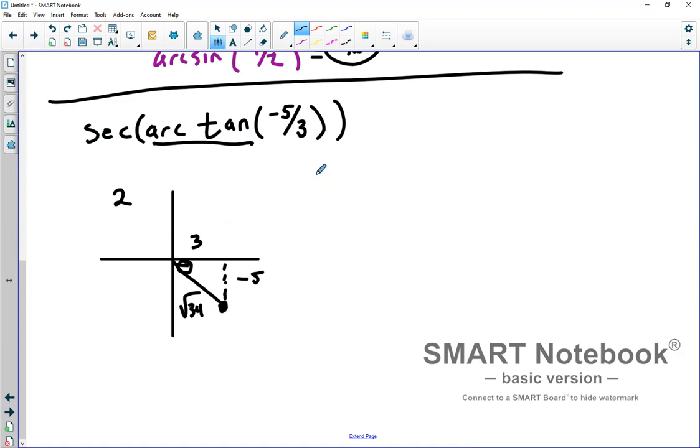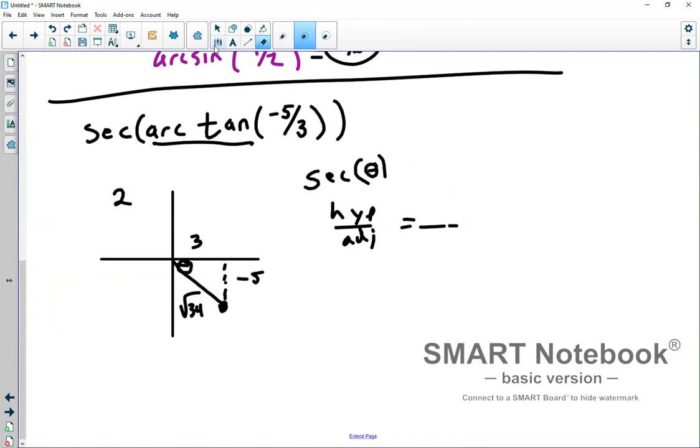So now I need the secant of this theta. I don't know what this theta is, but I do know what my triangle looks like. And I know secant is the opposite of cosine. It's not adjacent over hypotenuse, but hypotenuse over adjacent. Which means the hypotenuse, which is root 34, over the adjacent, which is 3.